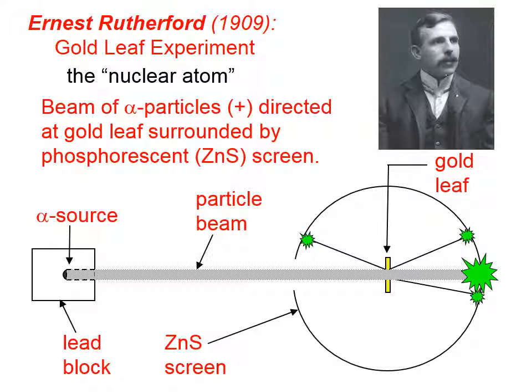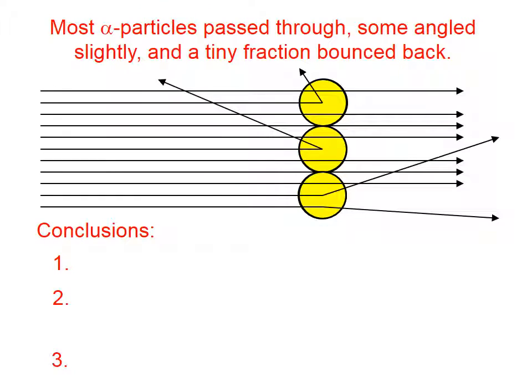Now, what does this suggest about the atom? So Rutherford found that most of the alpha particles passed right through the gold foil, some angled slightly, and a tiny fraction bounced back. So from this, Rutherford concluded that, unlike what Thomson said with his plum pudding model, the atom is mostly nothing. It's mostly empty space. Why else would almost all of the alpha particles just go straight through?